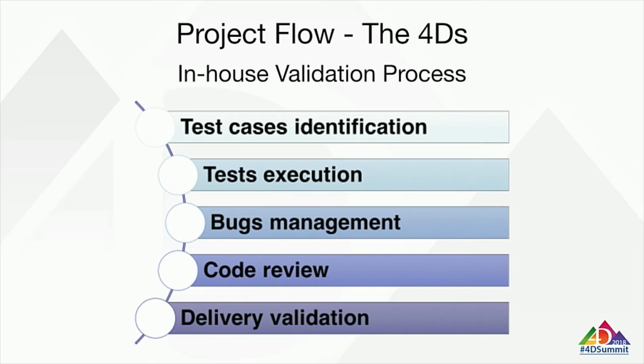Also, the quality of our development deliverables is very important for us. So for that, we have an internal validation process, which starts by test cases identification based on the specification of the application. Then when the development is done, we will execute those tests and manage the bugs. Also, our experts will perform a code review to be sure that we are following 4D best practices. And then, of course, we will validate the product to be delivered.